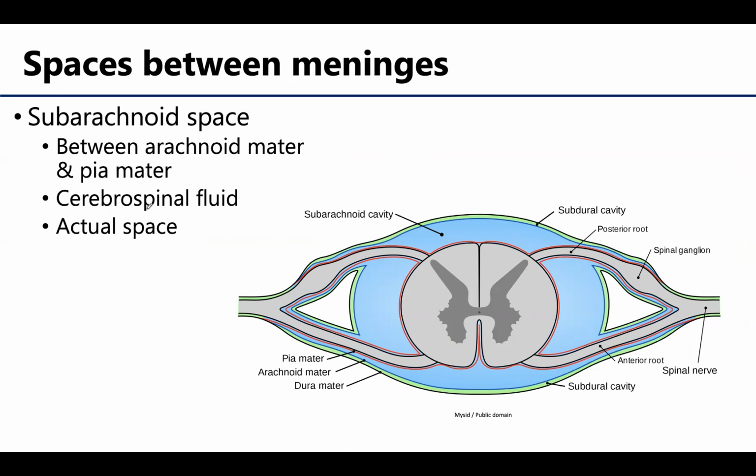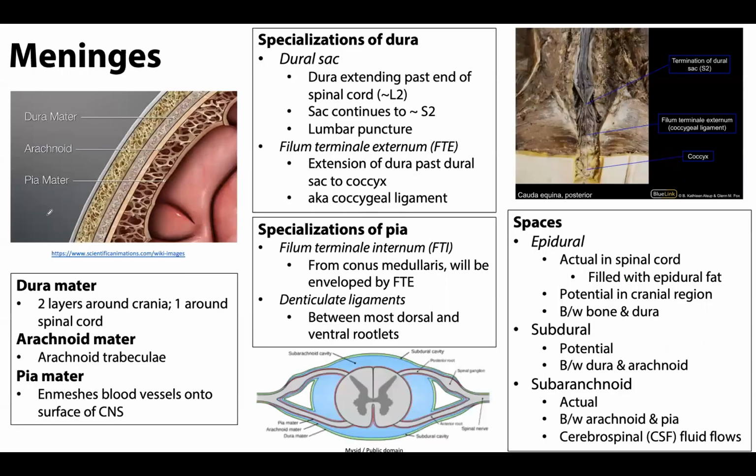And then last but certainly not least is the subarachnoid space. You see it referred to as the subarachnoid cavity here. Same thing. This is an awesome space because this is where cerebrospinal fluid, or CSF, flows, which surrounds and protects the CNS. This space is located between the arachnoid and the pia mater. And not only is it filled with CSF, but also vasculature, particularly in the cranial region. And of course, those arachnoid trabeculae are going to be throughout this region. So this is an actual space that exists during life.